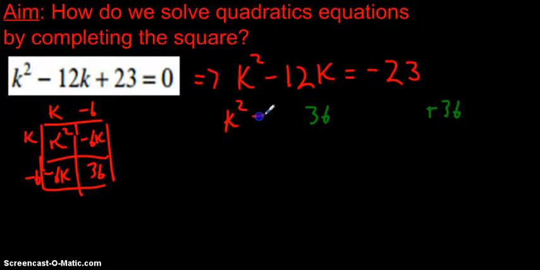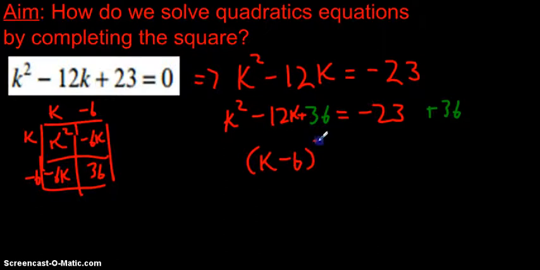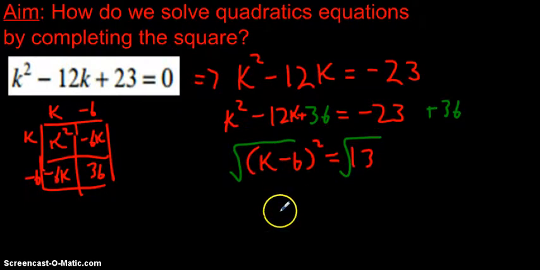So whatever we do to one side, we have to do to the other. And this will become k minus 6 squared, always half of the middle term. And 36 minus 23 is 13. Now we take the square root of both sides, which is where things get weird, because that gives us k minus 6 is equal to positive and negative radical 13.